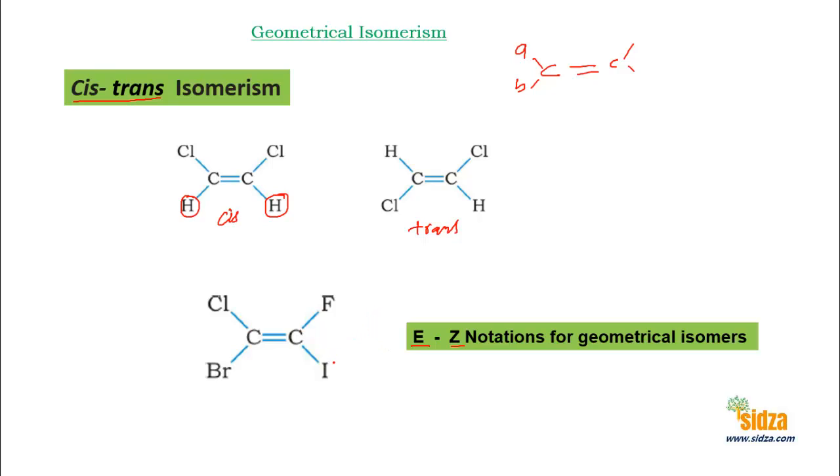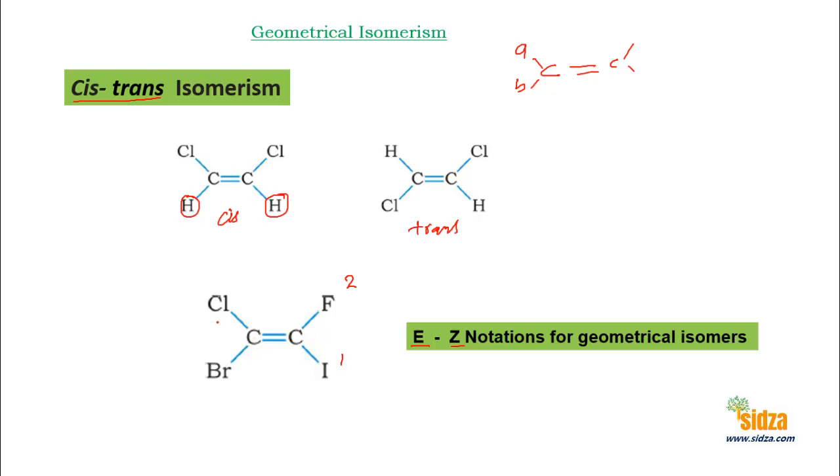The first thing is that we assign the priority to the groups attached to the carbon atom. Each double-bonded carbon has two groups, and we will assign the priority to the groups. And the priority is assigned on the basis of the CIP rules, right? That is, an atom with the higher atomic mass will have a higher priority. Like suppose we have an iodine and a fluorine. Among these two groups, iodine will get number 1 priority and fluorine will get number 2 priority, because iodine has the higher atomic number, right? So higher atomic number means the higher priority.